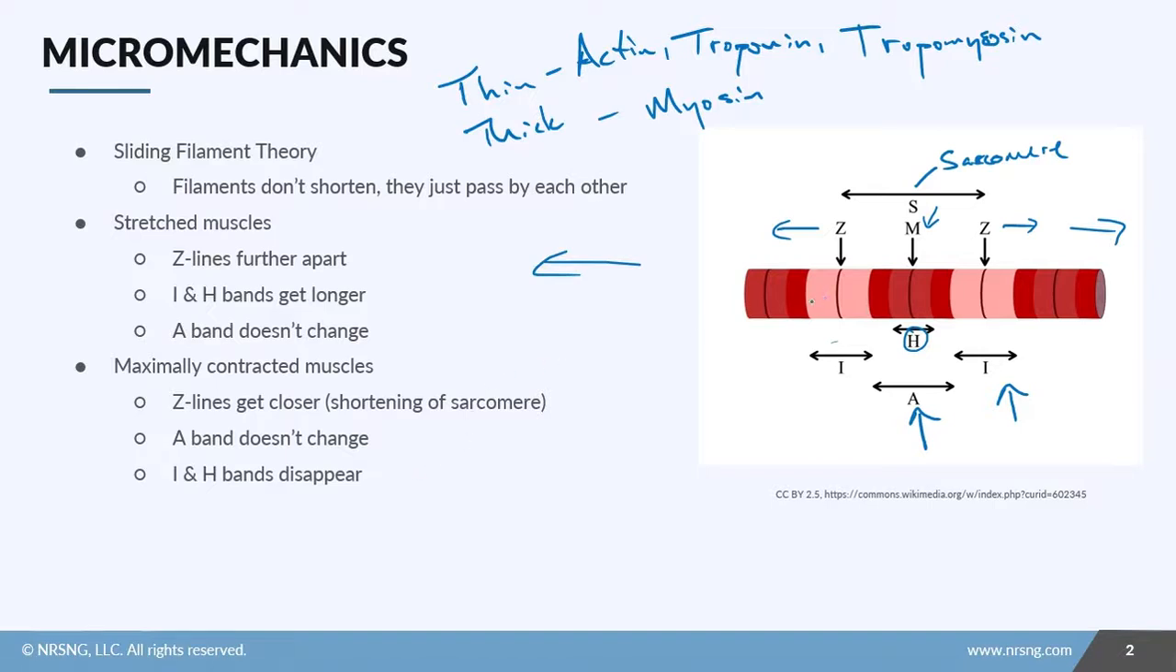If we go the other way and maximally contract the muscle, what we're going to find is that your I and H bands essentially disappear, and your A band's the same, but your Z-lines get closer. They go in. So this is something I want you to think about when we're talking about the myofilaments as they actually shift past each other to create a shortening of the entire muscle cell.